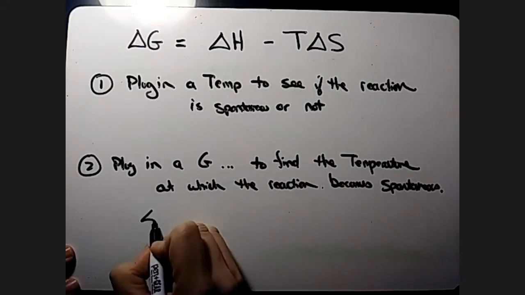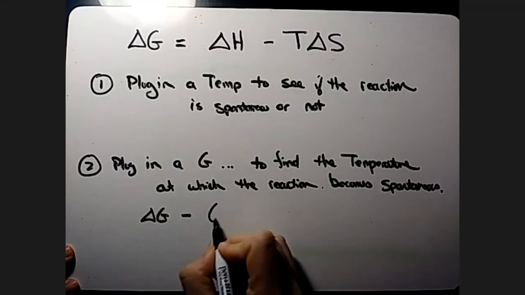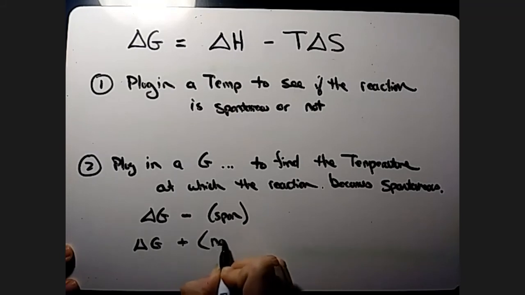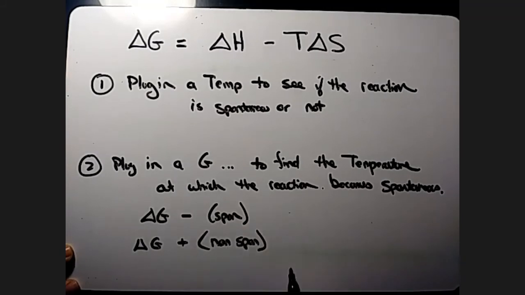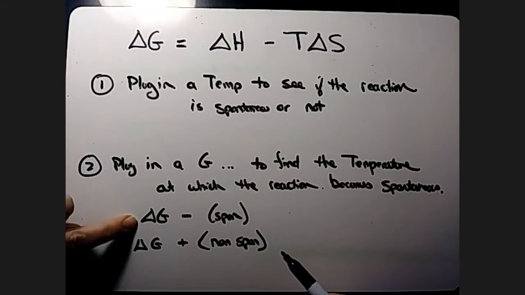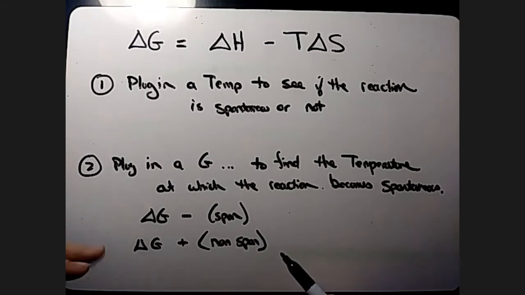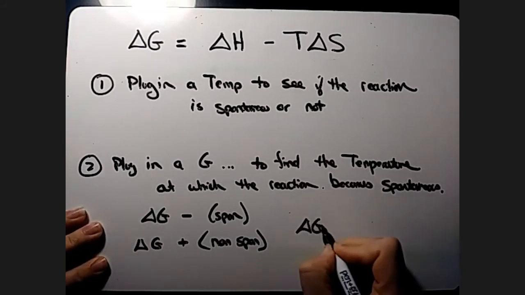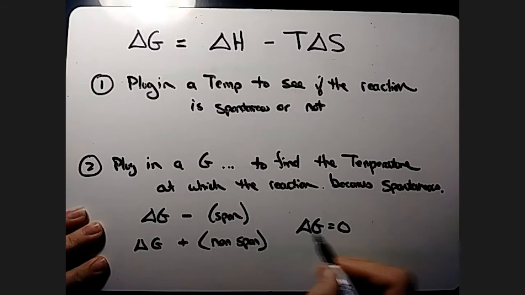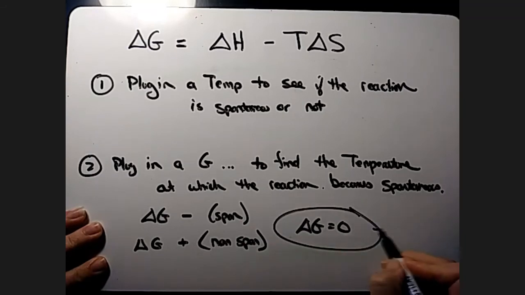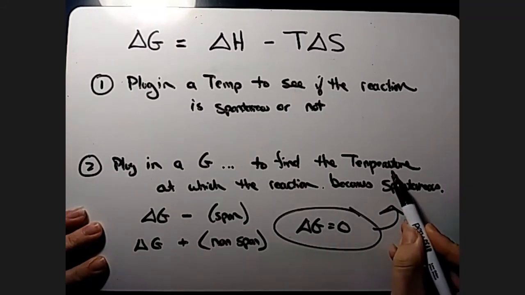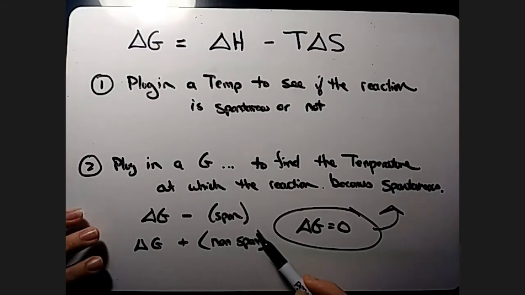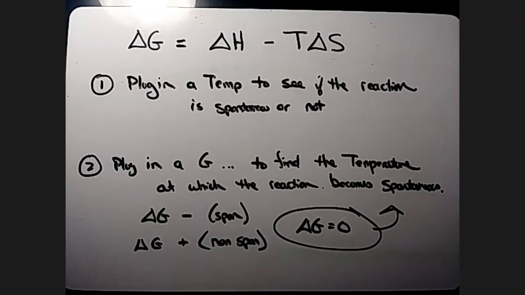And this is where a really important piece of information comes in. When delta G is negative, we know that it's spontaneous. When delta G is positive, we know it's non-spontaneous. So really, there's only one value of delta G that will show you the borderline between being spontaneous and non-spontaneous, and that's when delta G equals 0. So we can plug in a value for delta G equals 0 to find the magical temperature where our reaction is going to switch between being spontaneous and non-spontaneous.